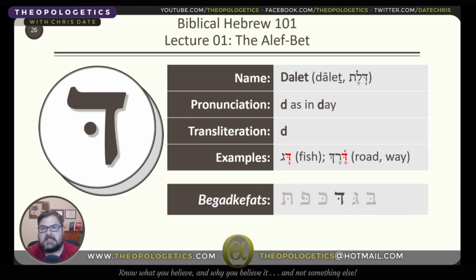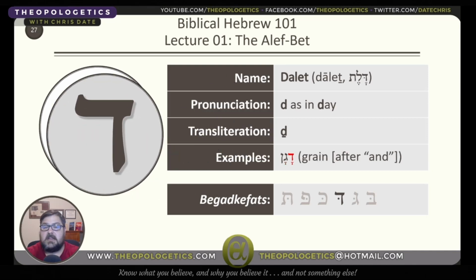And this is the third of the 6 begad kafat consonants, which means it has a form that lacks the dagesh lena. But like gimel, its pronunciation does not change in modern Hebrew pronunciation. Without the dagesh, it's still pronounced as the D in the English word day. Again, it's the same consonant, it's just missing the dot, and so it's still transliterated using the English letter D, but without the dagesh, it is transliterated with a line under the D. An example of a word that begins with this letter without the dagesh, when it follows the word and, is the word dagan, which means grain.